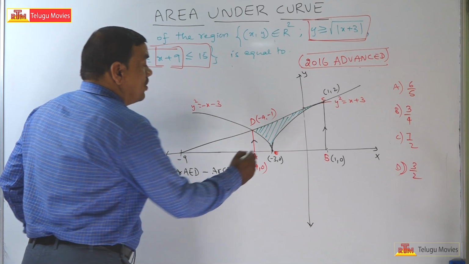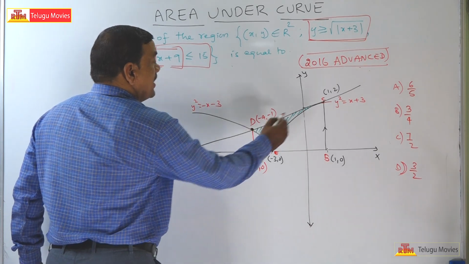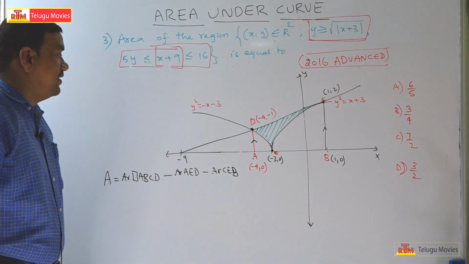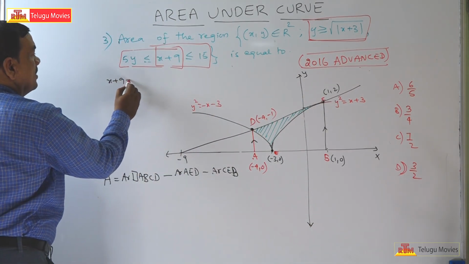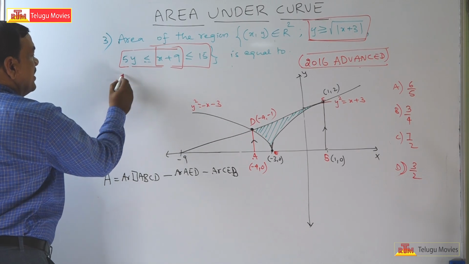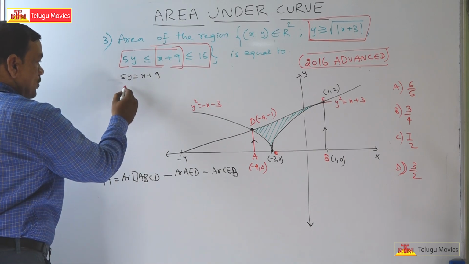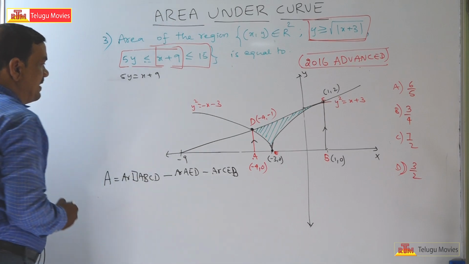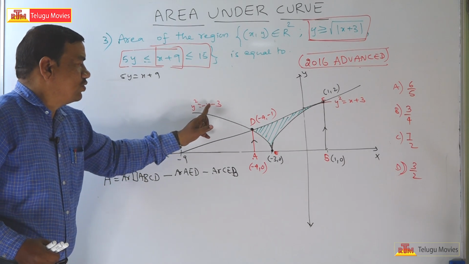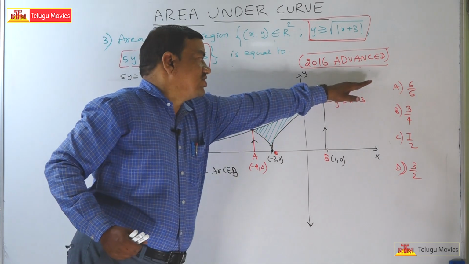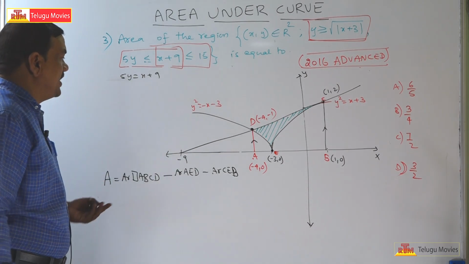This point we already got, minus 3 comma 0. Then how to get this point and this point? Simply by solving. What is this line? This line equation is 5y is equal to x plus 9. This is the curve, y square is equal to minus x minus 3, and this is the straight line, 5y is equal to x plus 9. Simply solve these two equations and we can get the answer.